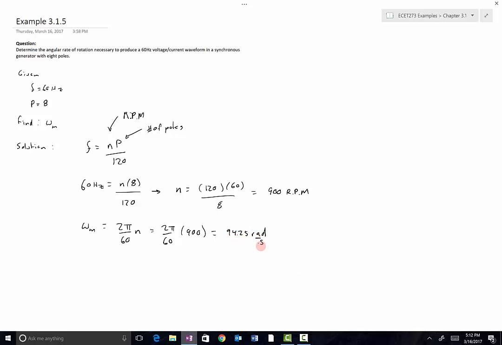radians per second. And if you're curious where that conversion comes from, remember, one complete circle is one rotation, and that equals 2 pi radians, and then 1 minute is equal to 60 seconds. So that's where this conversion factor came from right there.